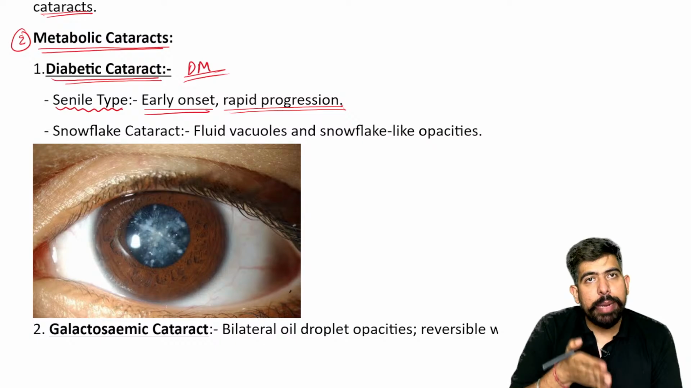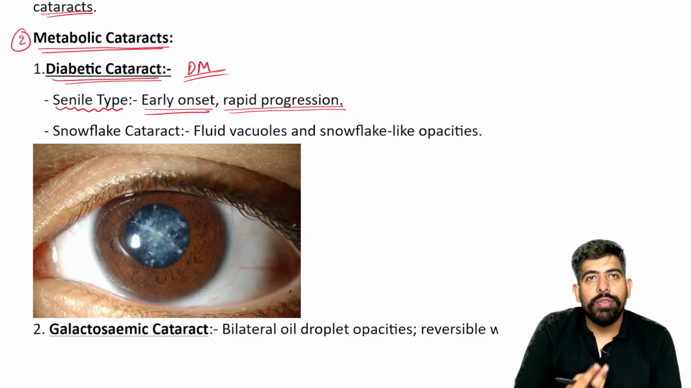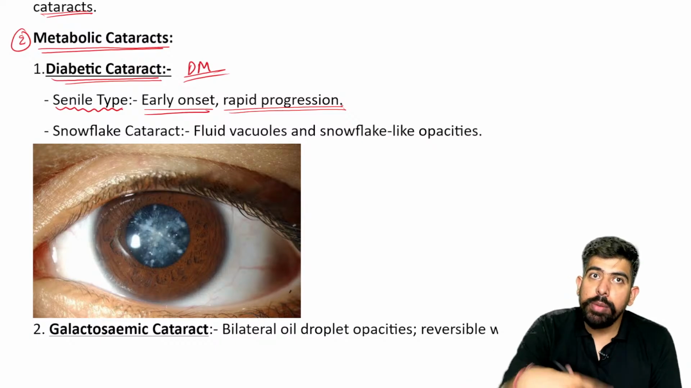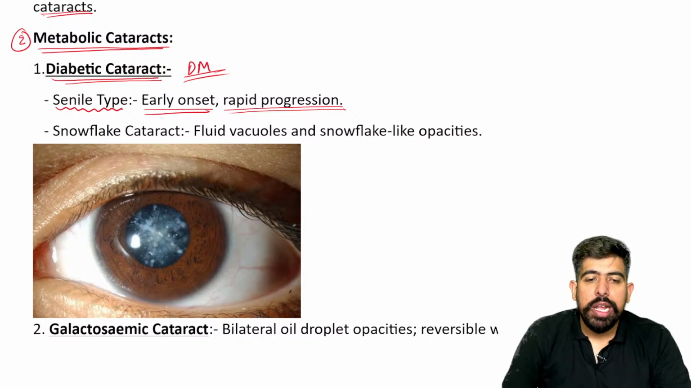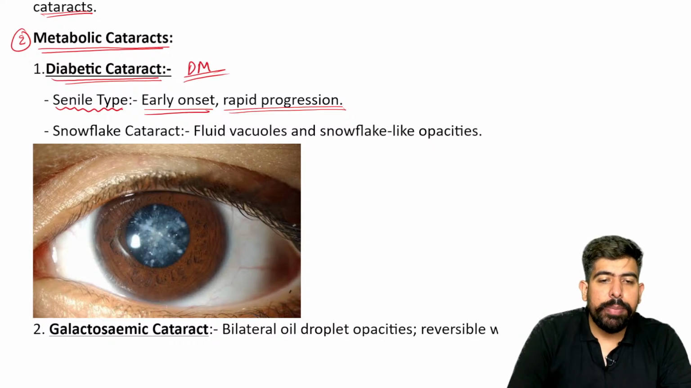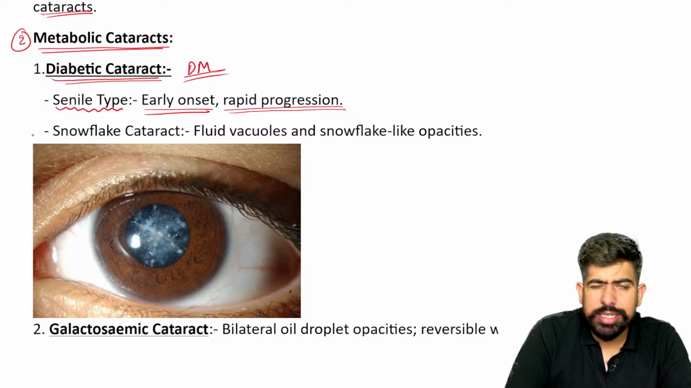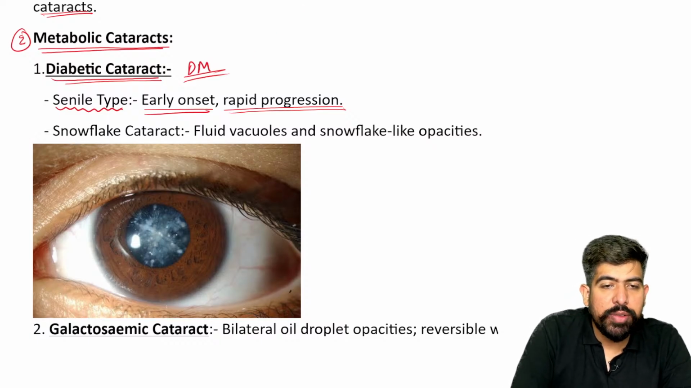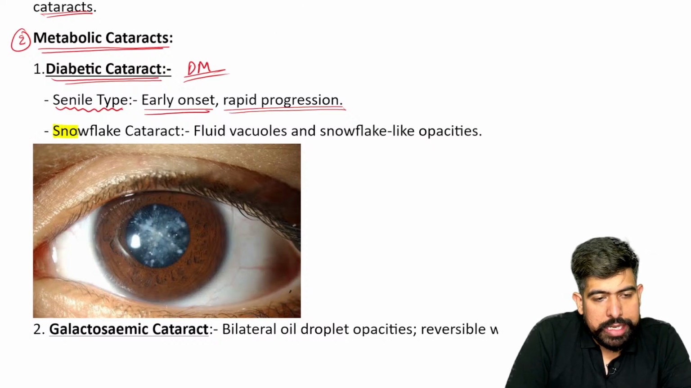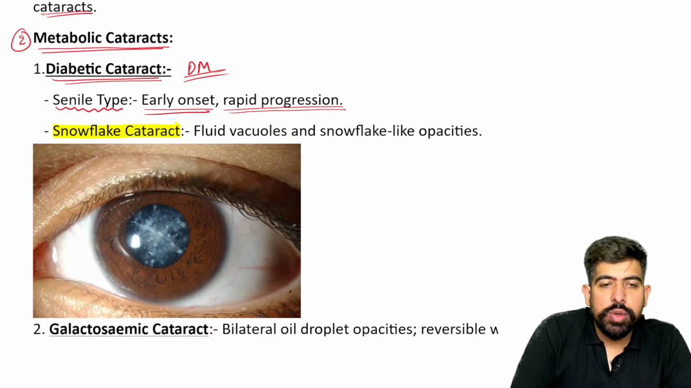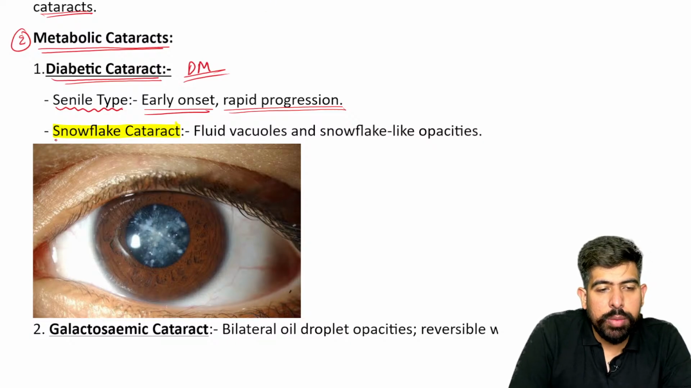Of course it will start as an immature cataract, but this will convert into a mature cataract very rapidly. Also, the second type, the famous one which also has a name given to it, is known as snowflake cataract. What is the name of it?